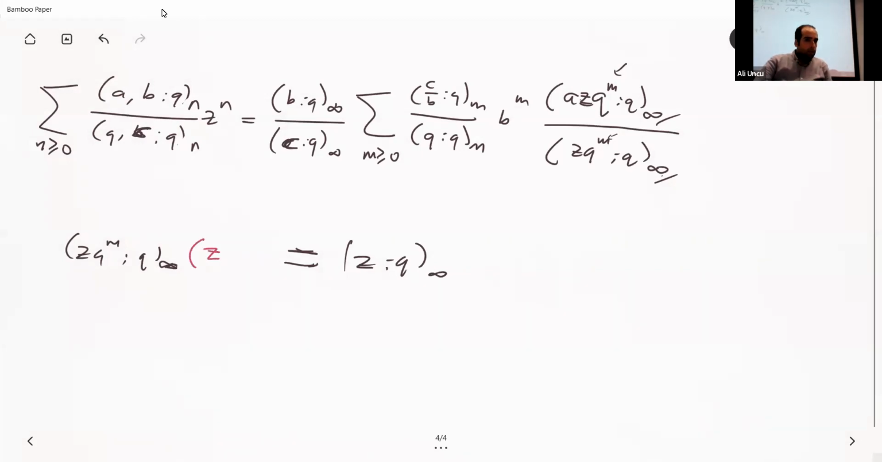So I should start from this (z;q)_∞, right? I mean, this is where we end up. This starts at 1 minus zq^m and goes all the way up. So I need to go all the way to this (zq^m). So what should my bottom subfactor be? This is infinity.